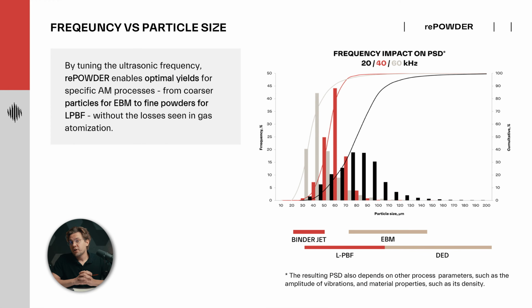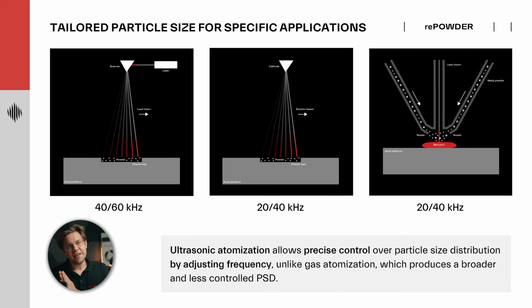The other quality that you can observe is particle size distribution. Let's take a look at the particle size distribution diagram. In gas atomization, there is much broader particle size distribution, both fine and oversized particles. So the cut for specific AM or powder metallurgy methods is limited. In ultrasonic atomization, we can fine-tune the frequency to fit specific needs. The higher the frequency, the smaller the particles are.